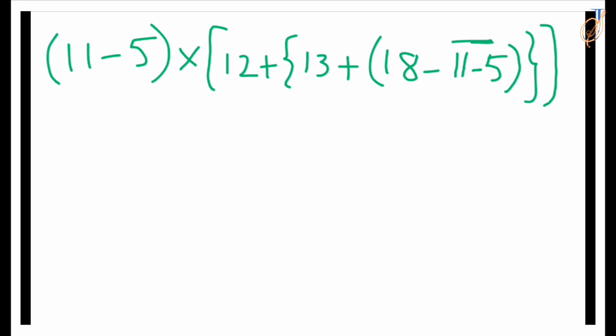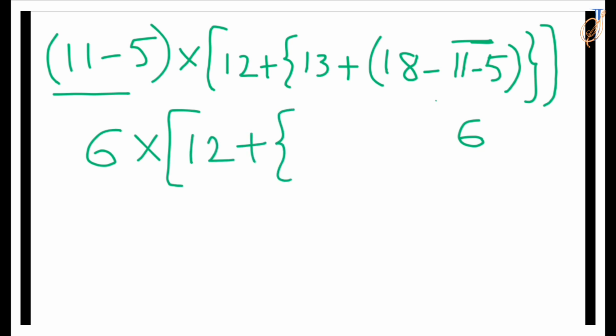Here also you have the line bracket. So first you have to finish the line. So 11 minus 5 is 6. So after that you have to do the close brackets, which is the small brackets. So here we have a close bracket and here also we have a close bracket. So 11 minus 5 is 6 times, and you have to write the remaining numbers, 12 plus curly bracket 13 plus, you are going to solve here.